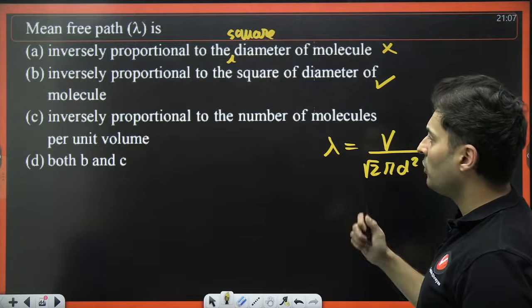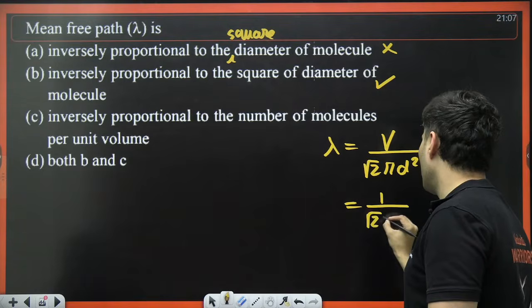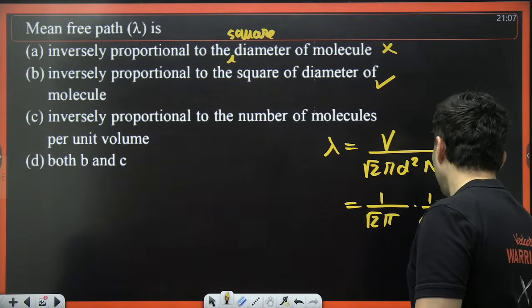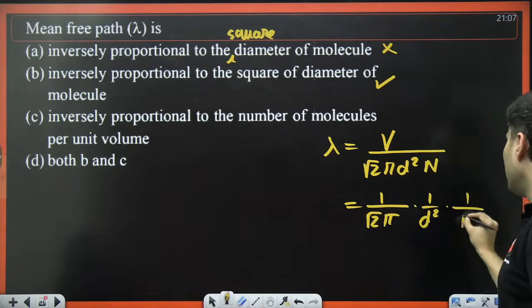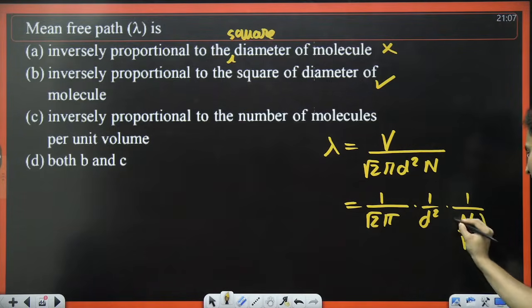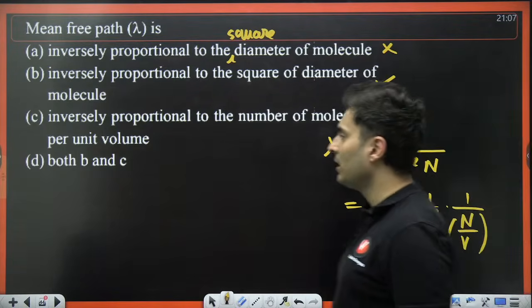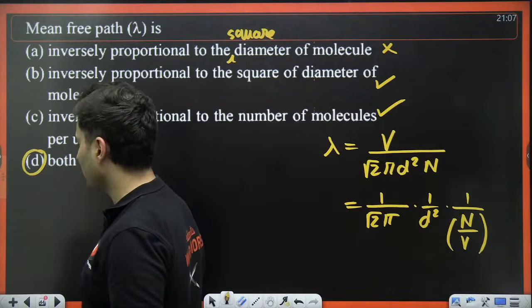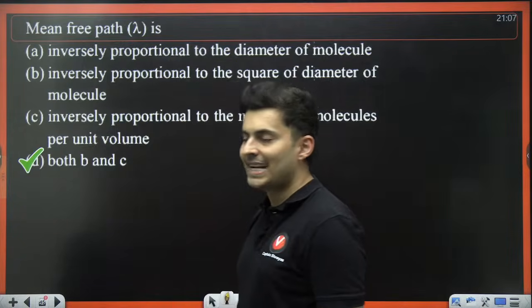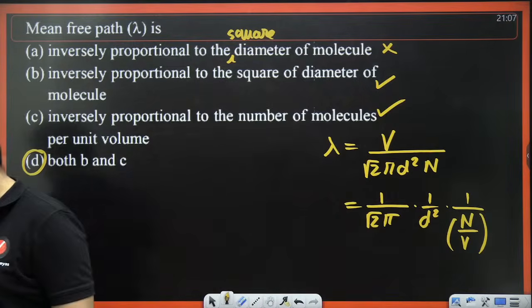Inversely proportional to the number of molecules per unit volume? Yes. You can write this as 1 by root 2 pi, 1 by d square, into 1 by n by v. That v I bring it down. What is this number? Number of molecules per unit volume. Hence, this is also correct. So hence the option that you will be marking is option D, which is both B and C will be correct. Yes, D for AIIMS Delhi.